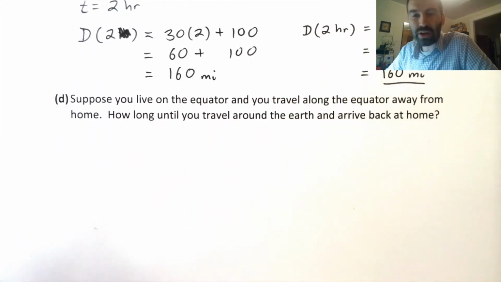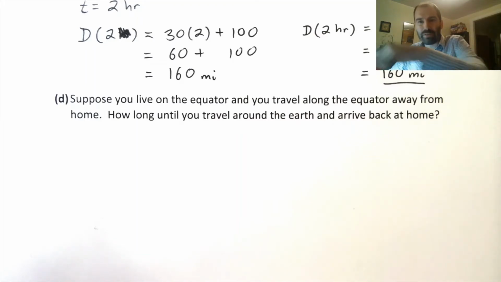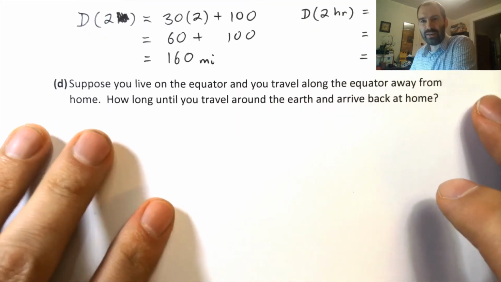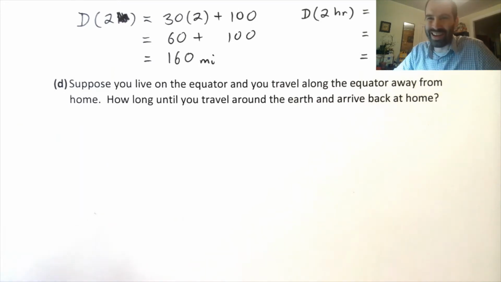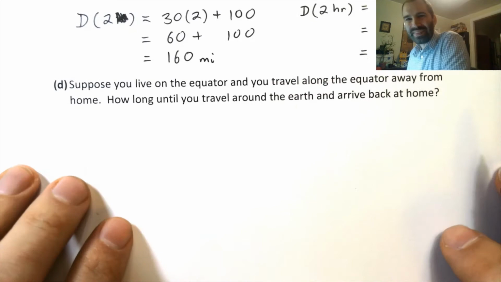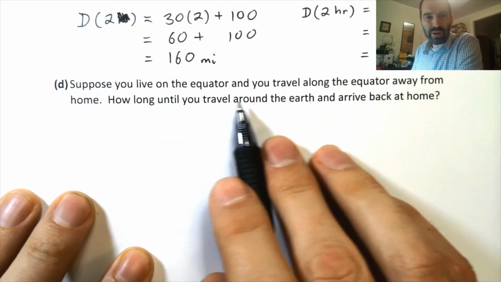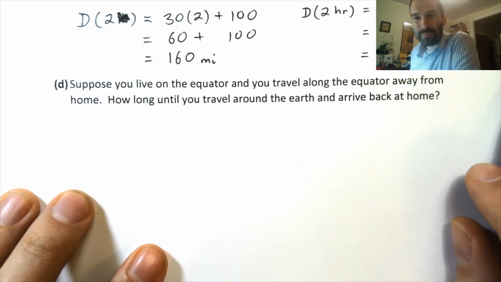Suppose you live on the equator, and you travel along the equator away from home. How long until you travel all the way around the Earth and arrive back at home? All right. So you flat earthers out there, you're going to have to bear with us and assume that the Earth is round for this one. So we live on the equator, we travel all the way around the Earth and arrive back at home.